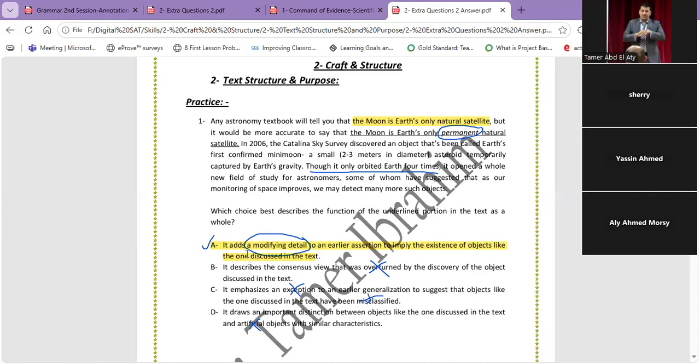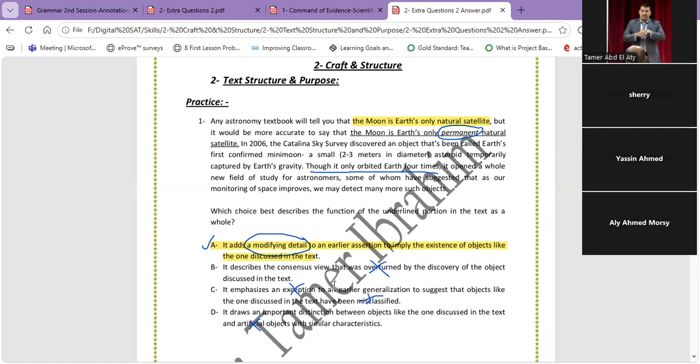So now let's look at the choices. Why is choice A the best answer, Yasin? It adds a modifying detail to an earlier assertion. The detail is that it's permanent. Excellent. Because before he said the moon is Earth's only natural satellite, and he repeats the same sentence, but he adds an adjective, permanent, a modifying detail.